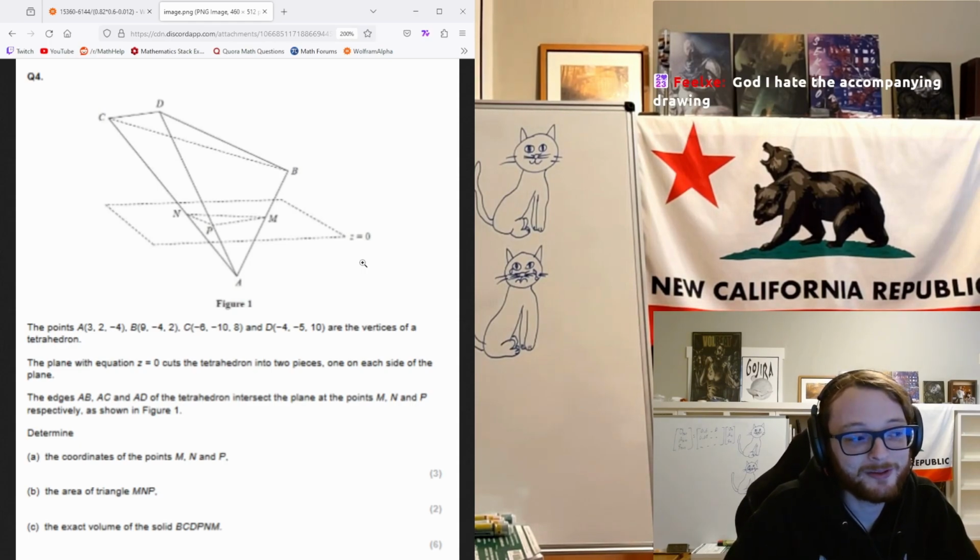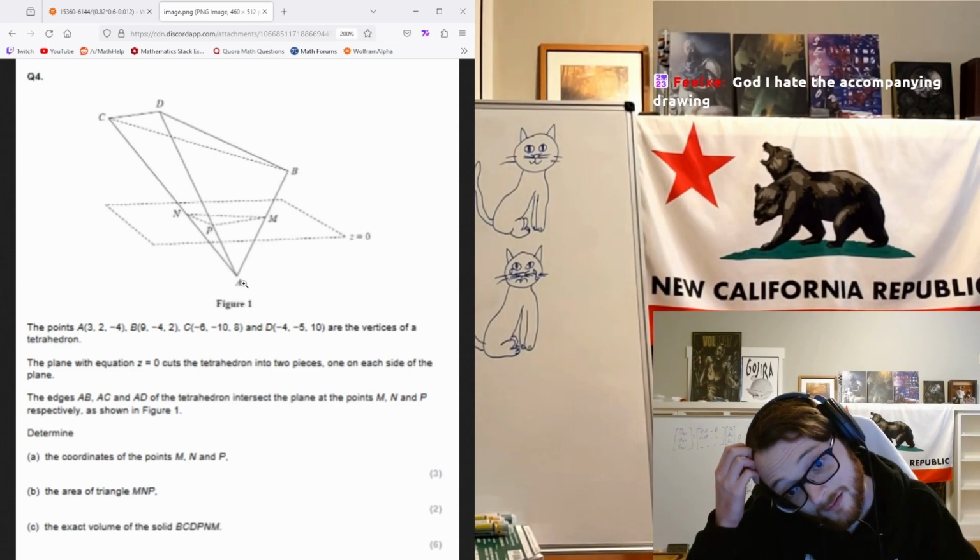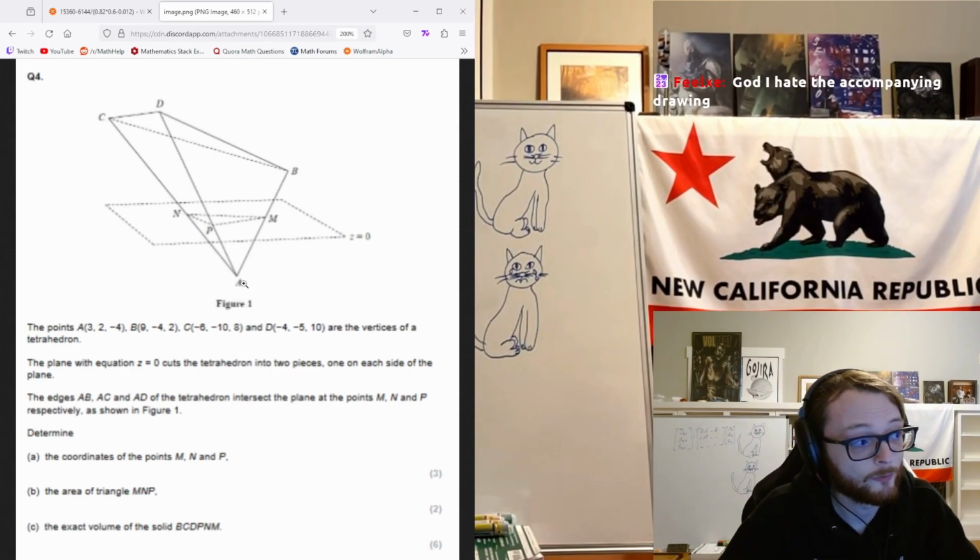So I want to do this algebraically, which involves finding the equations of the lines from D to A, from C to A, and from B to A, and finding where z equals 0 along those lines, and that will be the coordinates for M, N, and P.